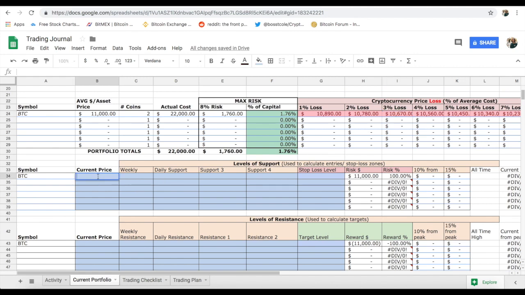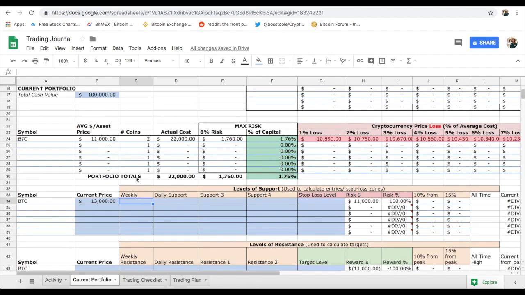Now, this is where it gets pretty awesome, but a little bit complex. So the current price, so our average price was $11,000. So let's say the current price is where we're doing well and it's at $13,000. Pardon me, the weekly support happens to be at 10,000. The daily support is at 11,500. And then this is optional for you to add more or less support levels. So combine this with your screenshots in Asana and you can start to map out your trade.